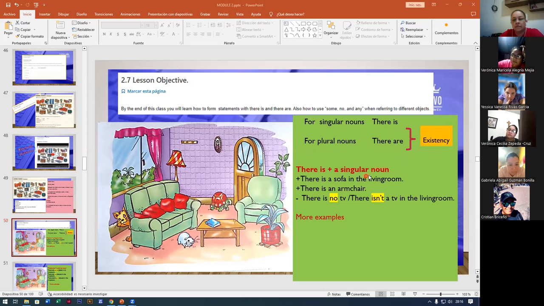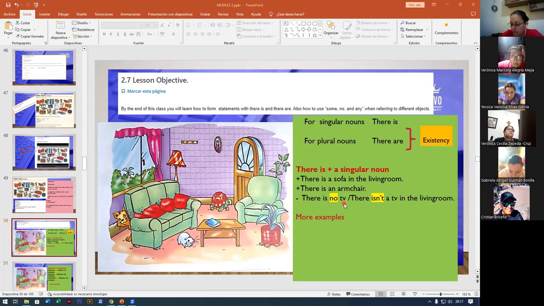Let's see, for example, in the singular noun. There is a sofa in the living room. If we observe here in this living room, there is a sofa. It's the existency of a sofa. Only one, that's individual. There is an armchair. The armchair is here.